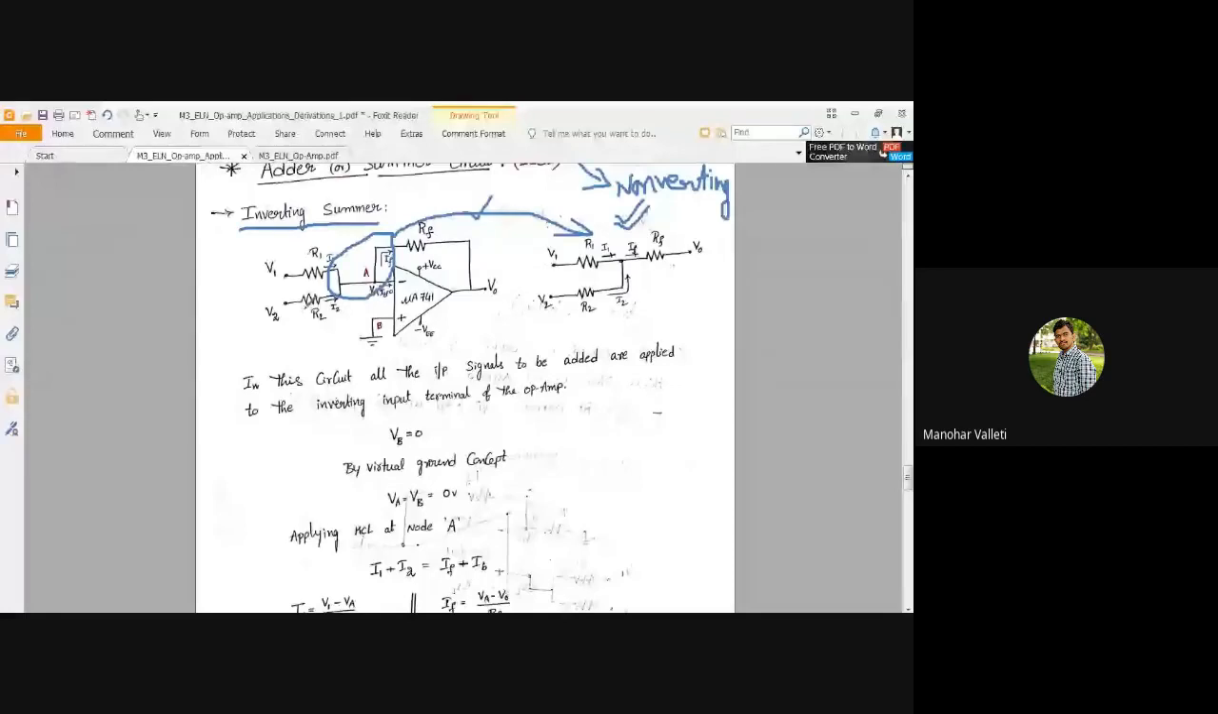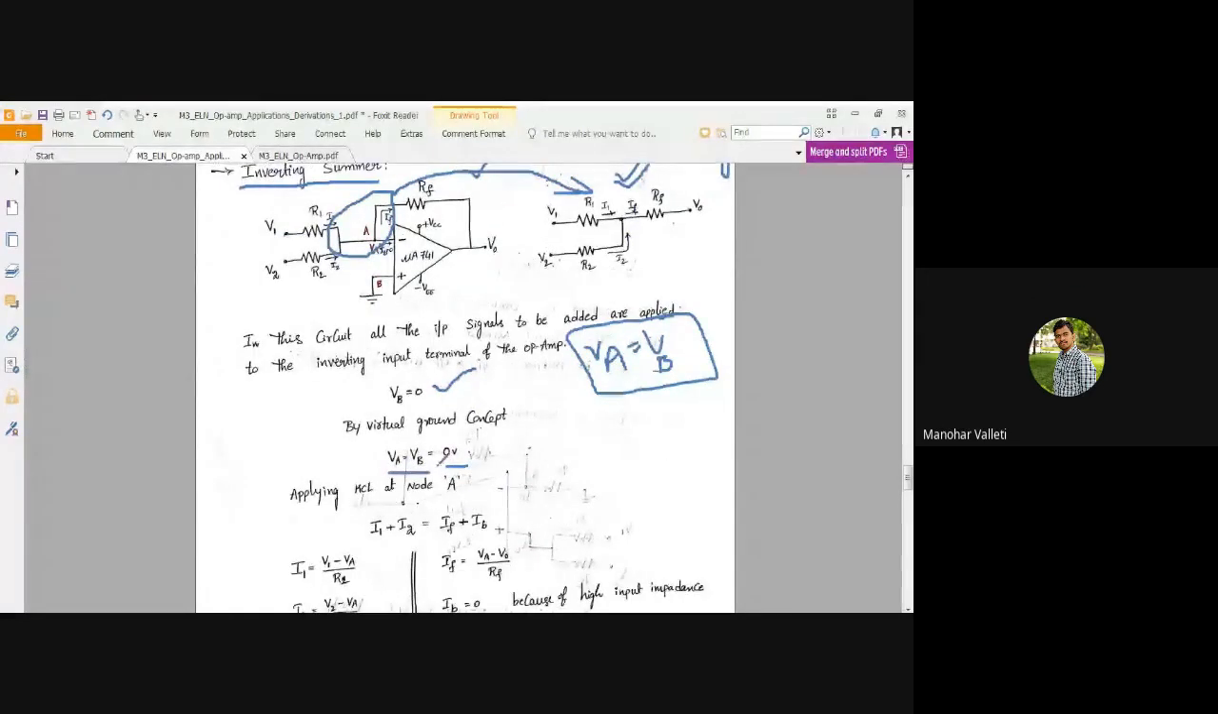Following the same approach, we will always apply KCL and the virtual ground concept. Based on these two only, we derive the equations for the op amp applications. Based on the virtual ground concept, VA equals VB, but VB is connected to ground, so VB equals 0. That's why VA equals VB equals 0.